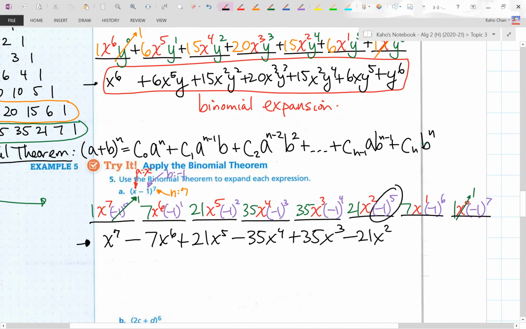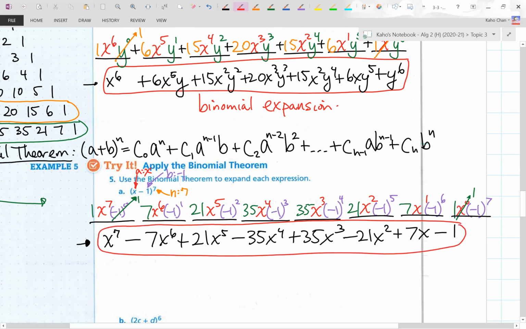X to the, so look at that, -1 to the 5th. That's an odd number of negatives. That means the whole thing will be negative, yeah? Okay. Ooh, what's this, -1? Yep, there it is. Ladies and gentlemen, there's your binomial theorem applied to the binomial expansion.